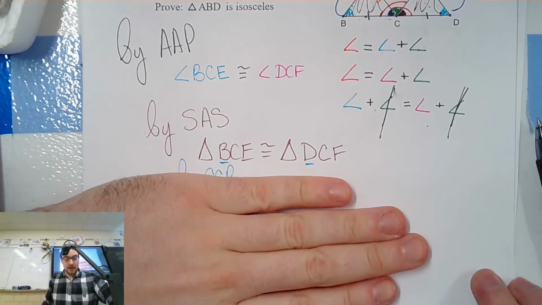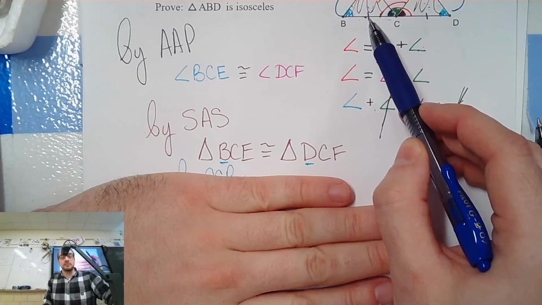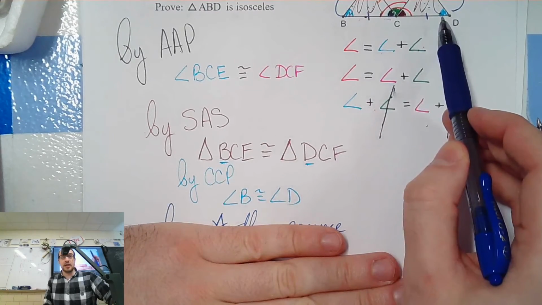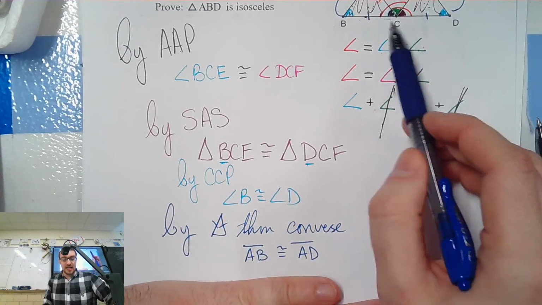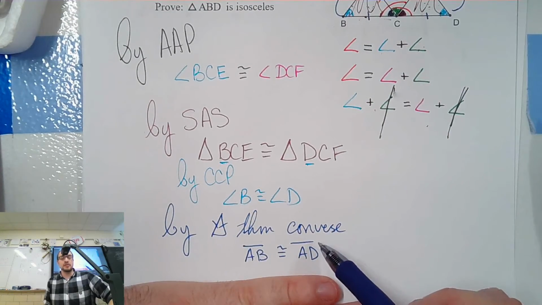Okay? How about here? Do you follow me up to there? These two are the same by side angle side. CCP means B and D are the same. And then I can say that if those two angles are the same, then those two sides are the same by that theorem, right? Isosceles triangle theorem converse.